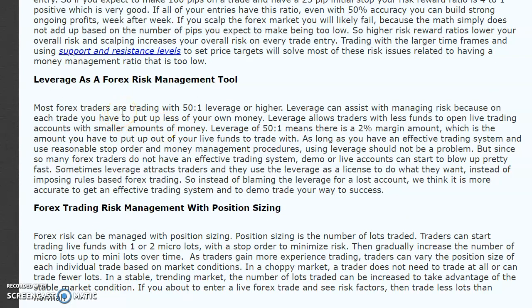Leverage is a risk management tool. You only have to put up $1 to get $50 of value. On some trading accounts, outside the USA, you can still get up to 500 to 1 leverage. So if you want to trade $500 in currency or $50 in currency, you only have to put up $1. So this means that you're working with a 2% margin amount at 50 to 1, and you can trade large amounts of currency with a smaller amount of money out of pocket. So it's a risk management tool.